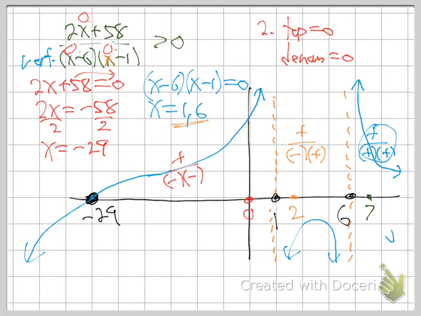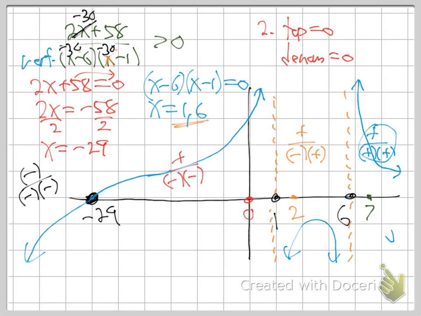You could plug in negative 30. If you plugged in negative 30, you would see that they're all 3 negative. Negative 30, negative 30, negative 30. 2 times negative 30 is negative 60, plus 58 is negative, over negative, times negative. 3 negatives is negative. That's why it's down there.